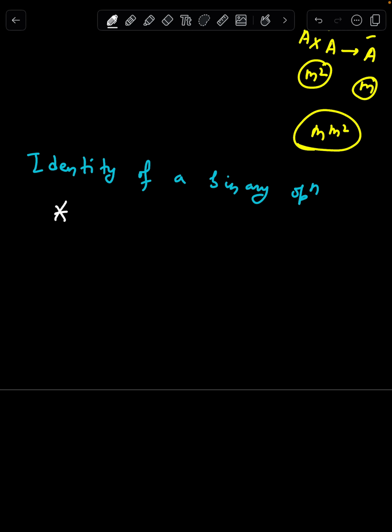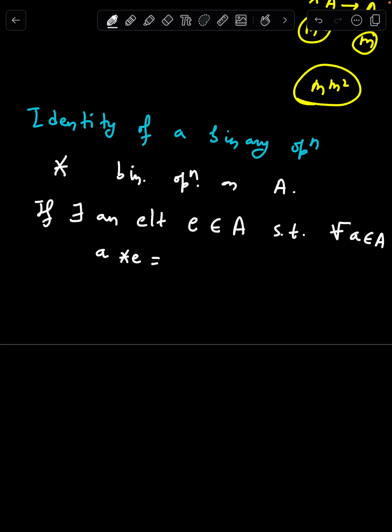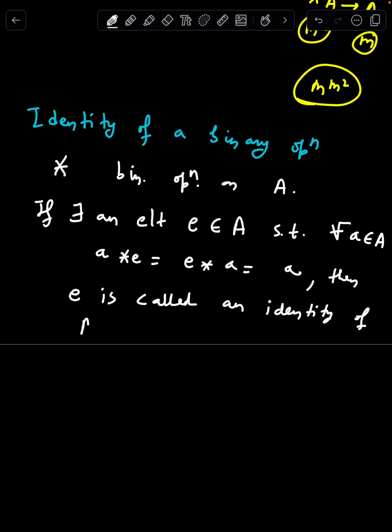Again, our notations are same as before. That is, star is a binary operation on set A. Then, if there exists (this symbol means there exists) an element E inside A such that for every A in A, A star E equal to E star A equal to A, then E is called an identity of A. Right?